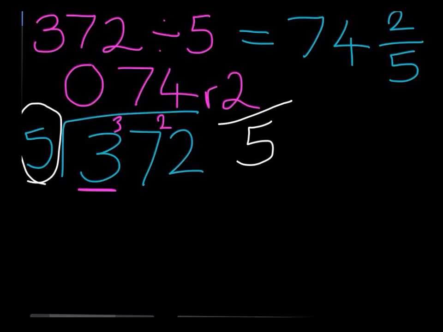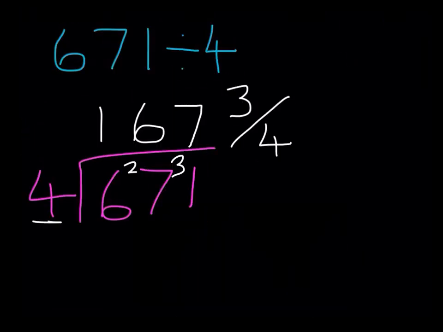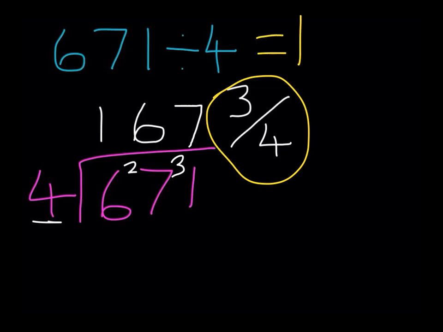Similarly here, 372 divided by 5, I've already worked out, is 74 and 2/5. Now I know that 1/5 is the same as 0.2, so 2/5 would be 0.4. So my answer will be 74.4. And in the last example from last time, I know that 3/4 as a decimal is 0.75. So my answer in total is 167.75.